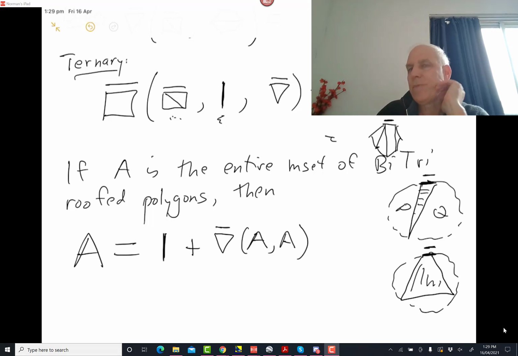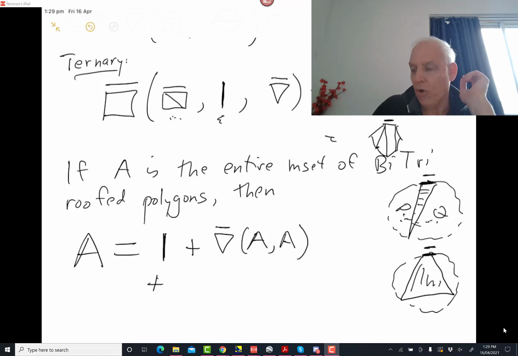Okay, so no matter which two elements in A you choose to be P and Q, you can create this binary product, and you're going to get a new BiTri-roofed polygon. And every BiTri-roofed polygon which has a central triangle is going to be of that form.